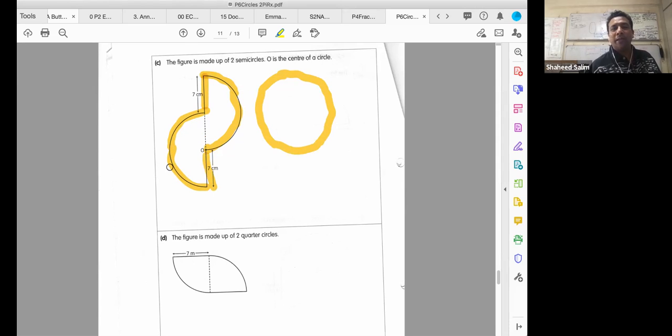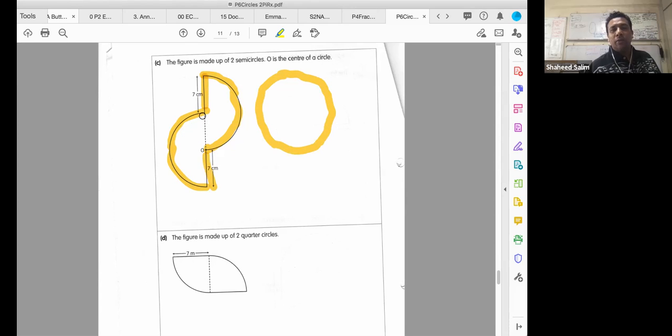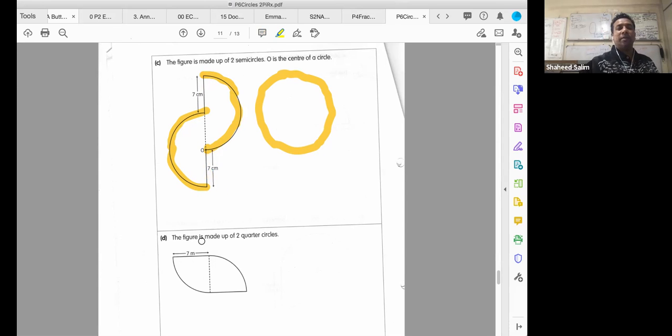Come on, you can do it. One circumference plus 7 plus 7. Don't need to divide the circumference this time. Because you see, what do you want? You want this plus this is one circumference. Can you see? I hope you can see. So all you need to do is find one circumference plus 7 plus 7. That's all you need to do.